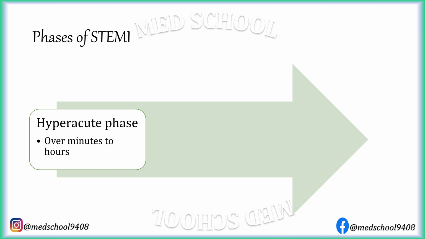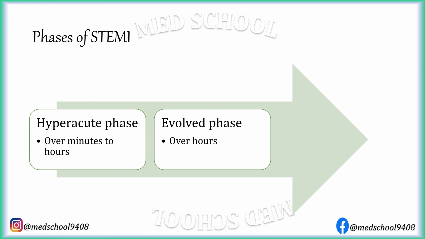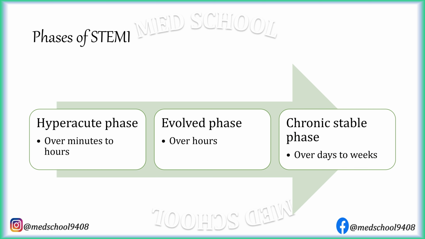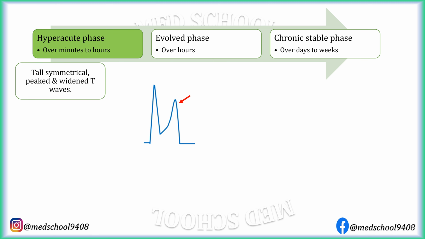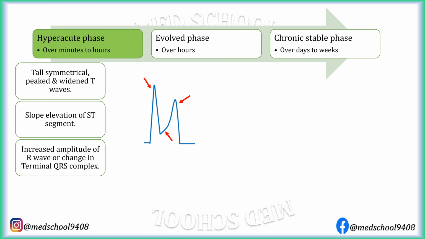There are three phases of STEMI: hyperacute phase lasting over minutes to hours, evolved phase lasting over hours, and chronic stable phase lasting over days to weeks. In hyperacute phase of STEMI, T wave is tall, symmetrical and widened. ST slope is elevated. R wave becomes taller, or there can be distortion of terminal part of QRS complex.